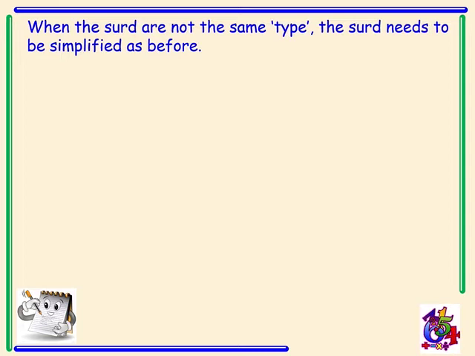When the surds are not the same type, we need to simplify them as we've done in the previous video. So here we've got an example to illustrate this. We've got 3 root 2 plus root 8. We cannot add these surds together yet, due to the fact they are different, they are not the same type. However, root 8 can be simplified, and it will simplify to a multiple of root 2, which will then enable us to add them together.